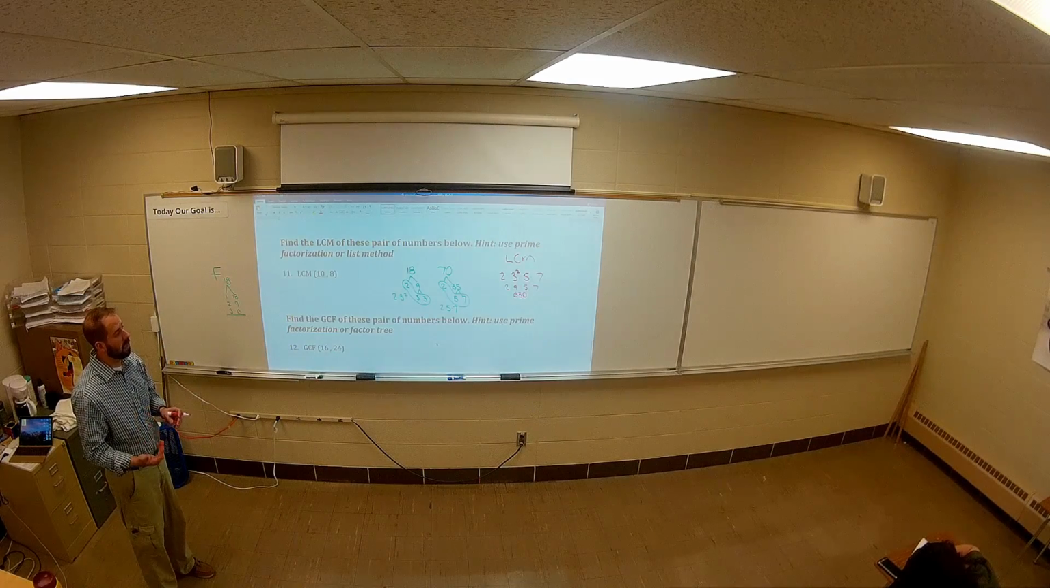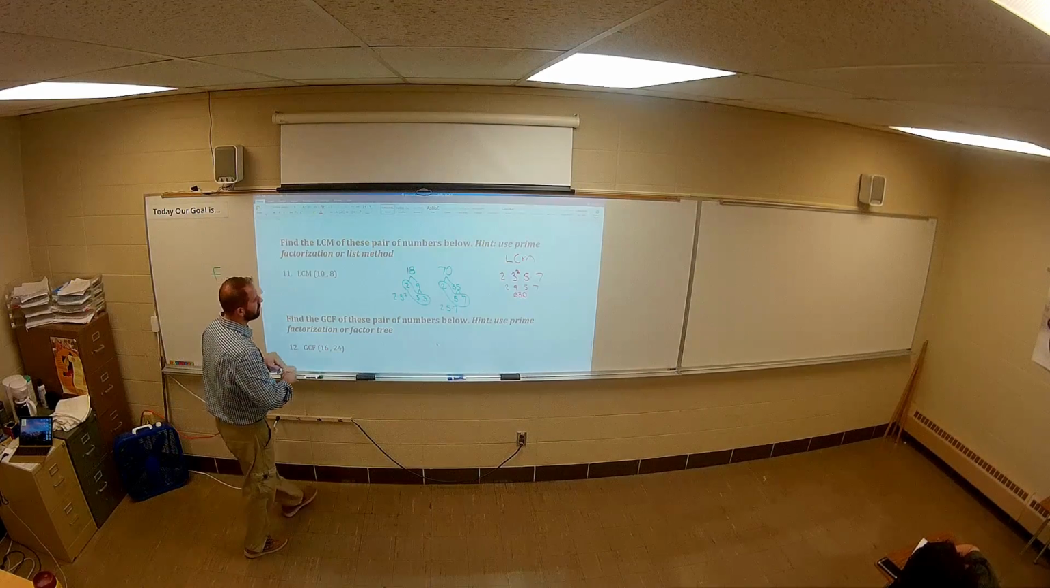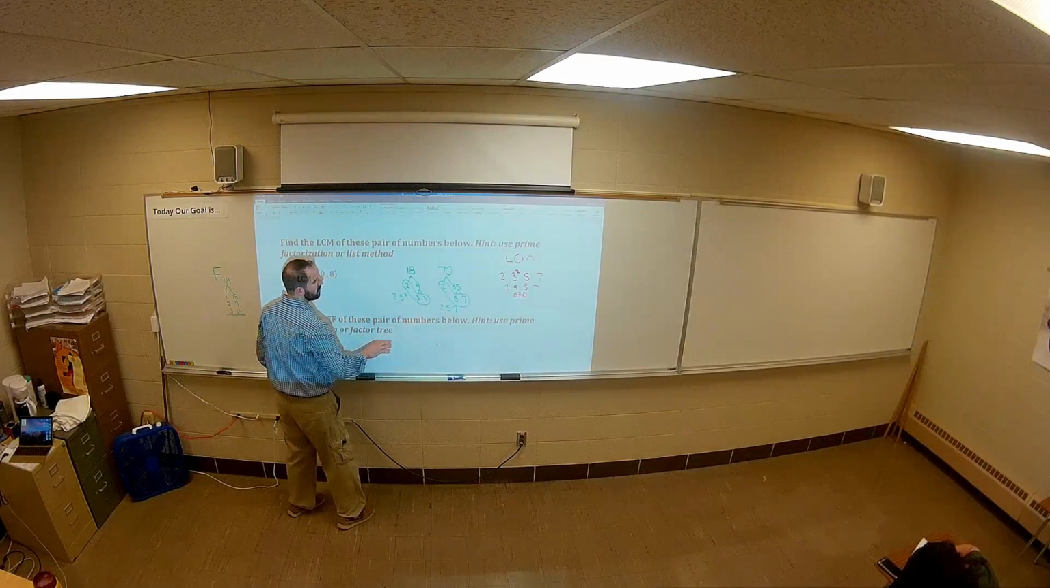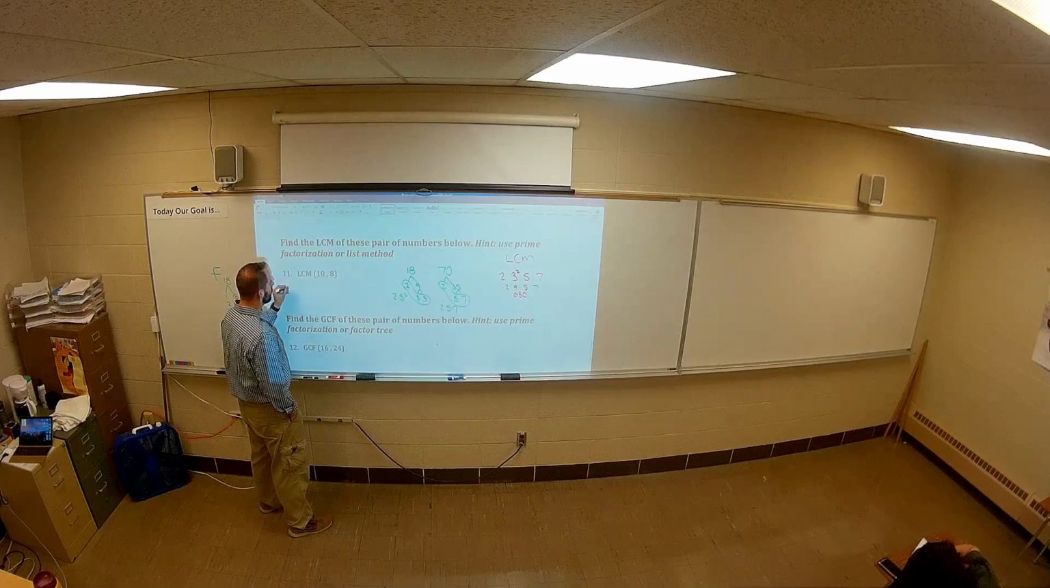So that would be the least common multiple between 18 and 70. It's like the first number where they actually run into each other. Now, if you do not like this method of picking numbers that work, you could literally do this.